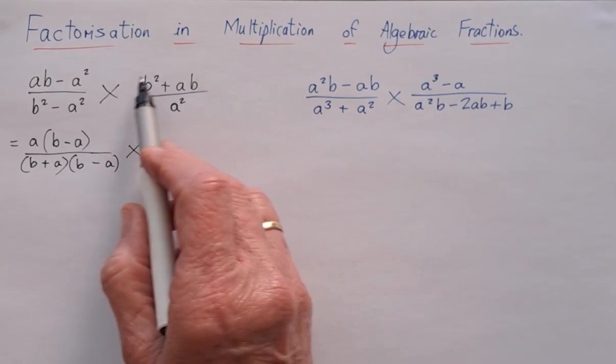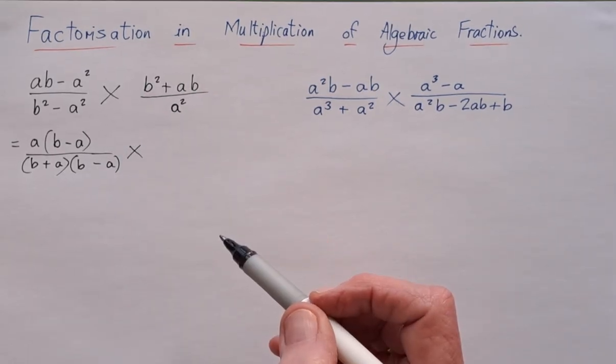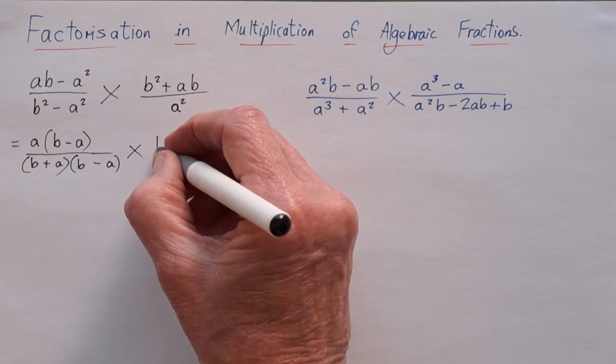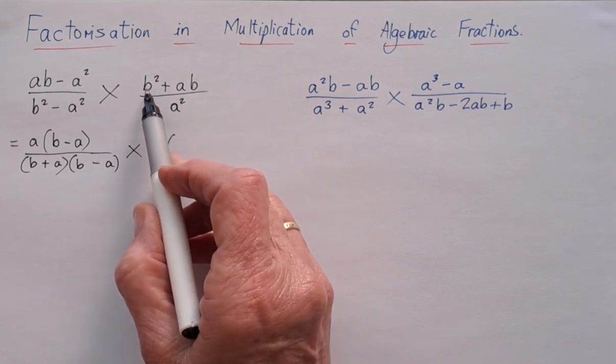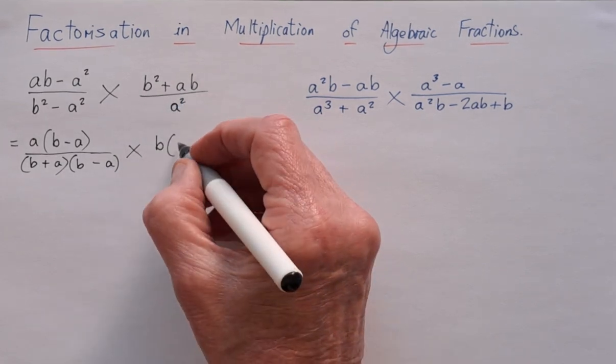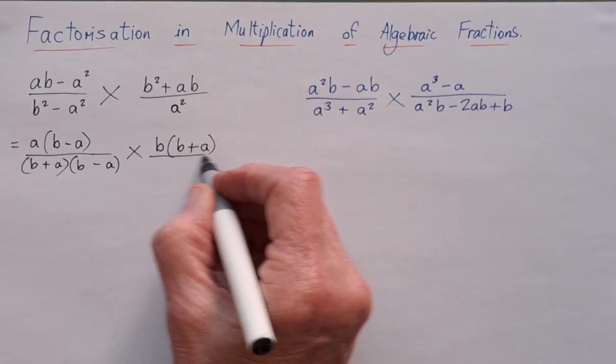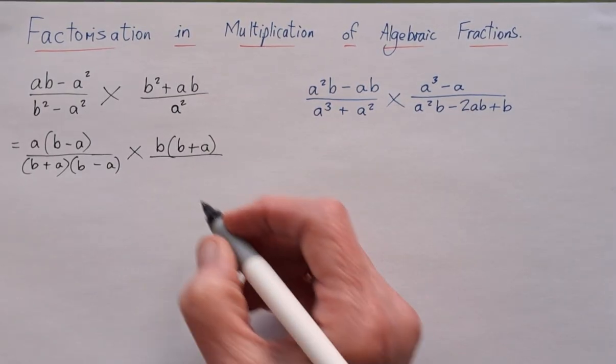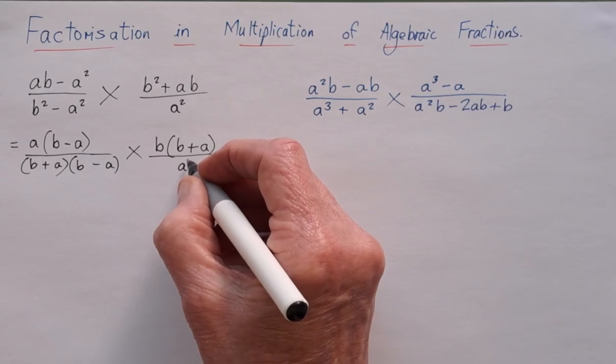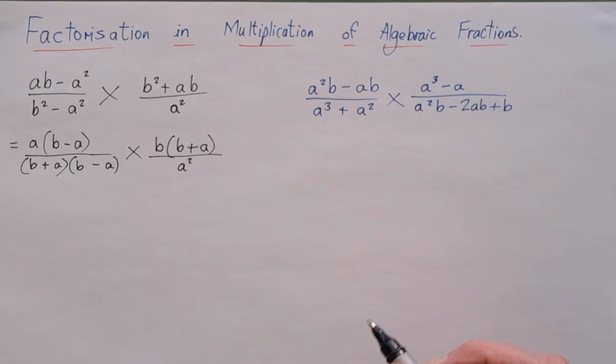Times, let's look at this numerator. Again, very obviously a common factor of b, and I'm left with b plus a. And in the denominator I have a single term, so I can do nothing with it. It will remain a squared.